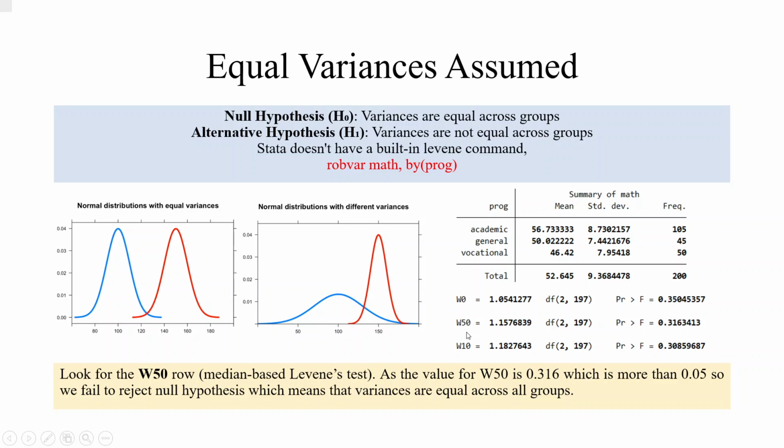Look for the W50 row, that is a median based Levene's test. As the value for W50 is 0.316, which is more than 0.05, we fail to reject the null hypothesis, which means that the variances are equal across all the groups. This is desirable. Okay, that the variances are equal. See here, 1, 2.